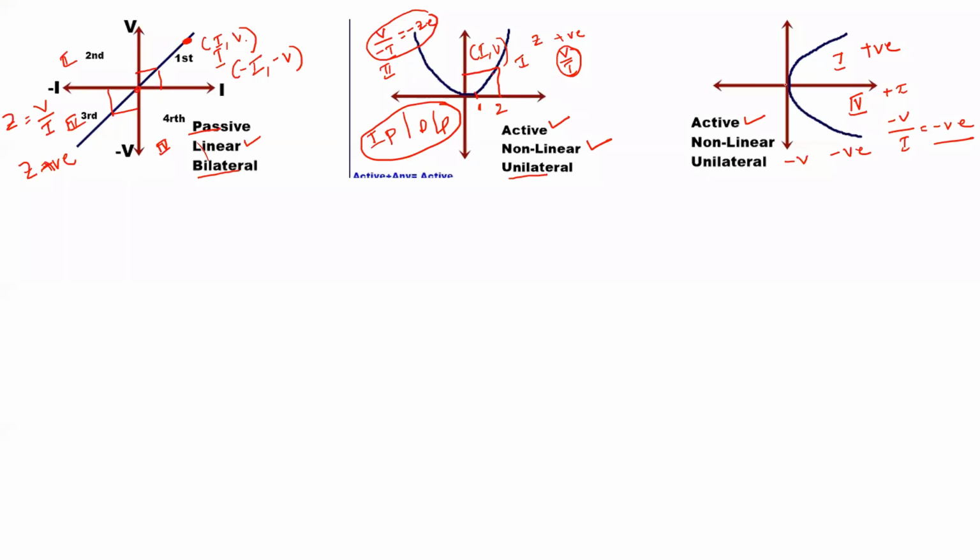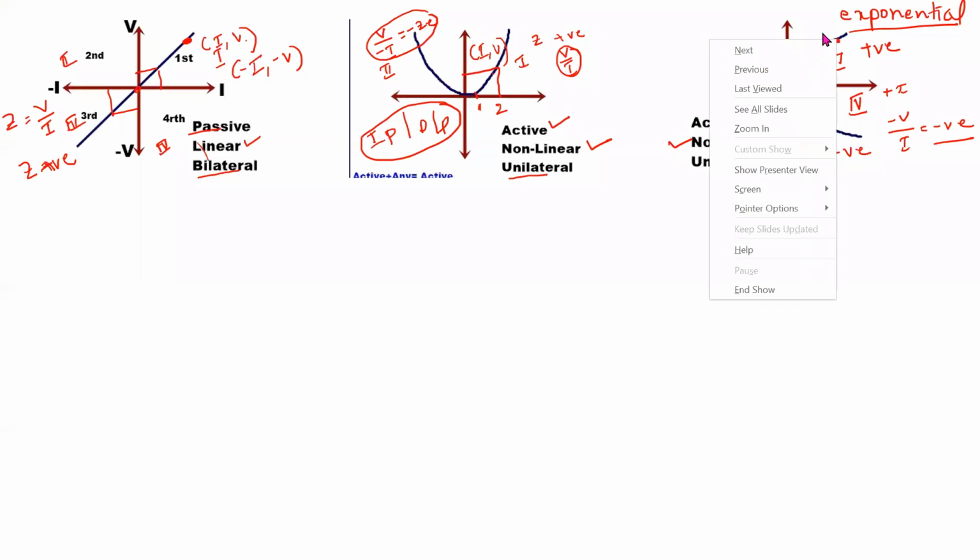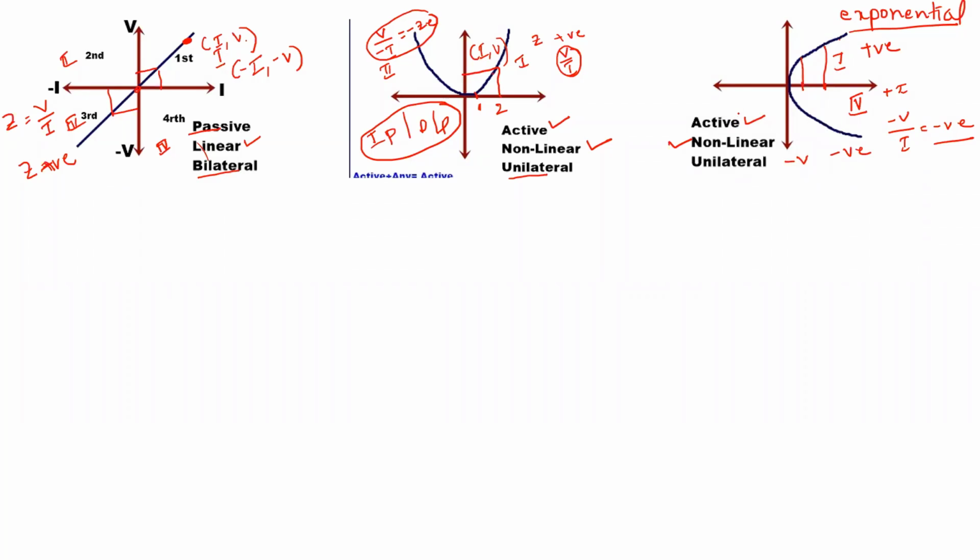Even though it is passing through the origin, we don't find any proper relationship between input and output signal. When it is 1, here 1. When it is 2, here it is 2. There is no linear relationship between the input and output. Instead, we find an exponential relation, so it is non-linear. And we don't find any mirror image of the values of current and voltage. Consider any point. Its mirror image would lie in the third quadrant, so we don't find any mirror image of the values, so it is unilateral.